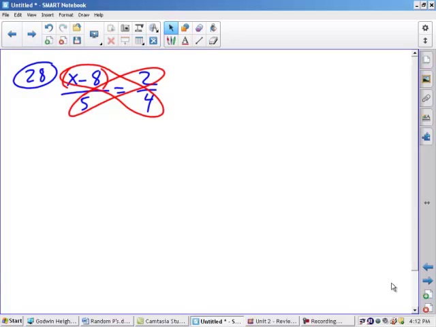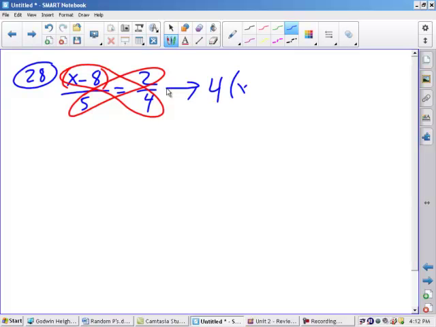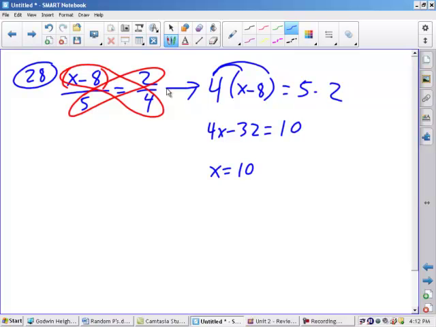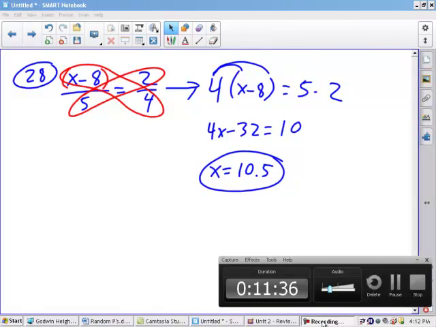It says, what is the solution of the proportion? I need to make sure I cross multiply, make sure I protect that x minus 8, and write down that's 4 times x minus 8 equals 5 times 2. I first distribute, so I get 4x minus 32 equals 5 times 2 is 10. I do a two-step equation, which you guys all should know how to do, and you will then get x equals 10.5. So I'm skipping the two-step equation steps.